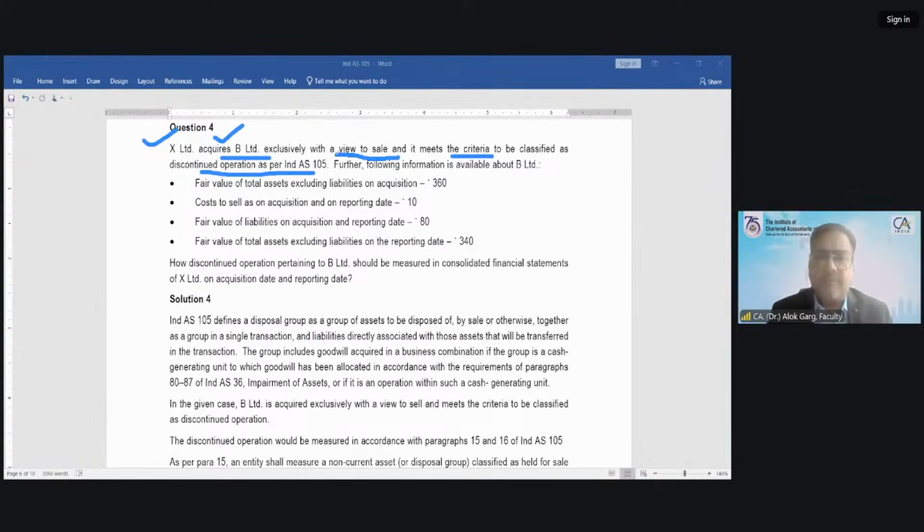Investment property, Ind AS 40? Not necessarily. If it is for the purpose of resale, it is never an investment property. Investment property is held either for capital appreciation or for rental purposes, and capital appreciation is long term in nature, not short term. When you are acquiring something for resale and it has to come under Ind AS 105, it should always be short term, within 3 months. Okay, sir, got it.